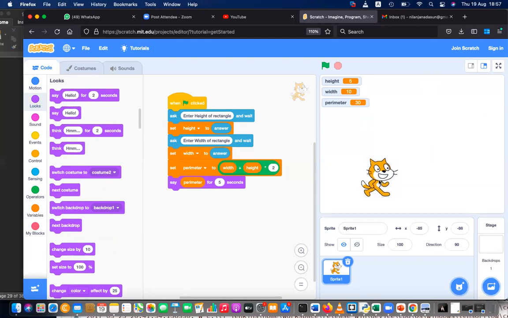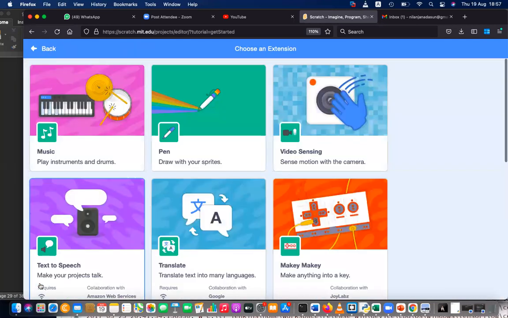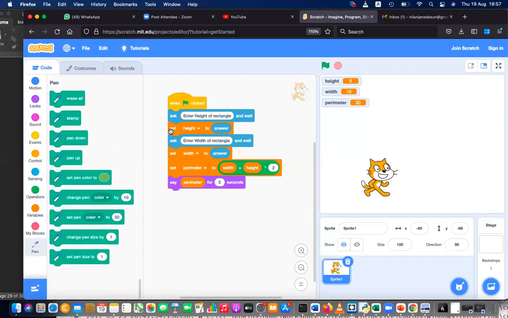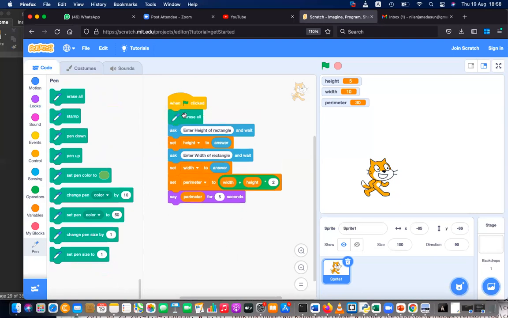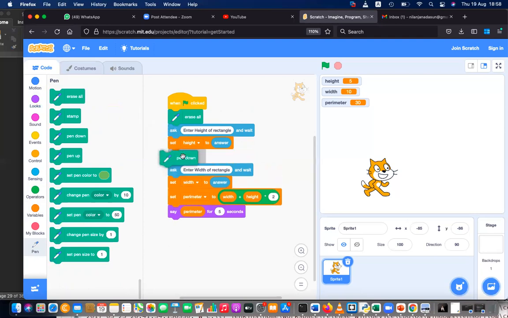If you really need, you can draw such a rectangle on the screen. To do that, you need to add an extension and go to the pen. Use the pen. First, you have to erase everything when you begin. When you set the width, maybe pen down. Height actually, pen down.